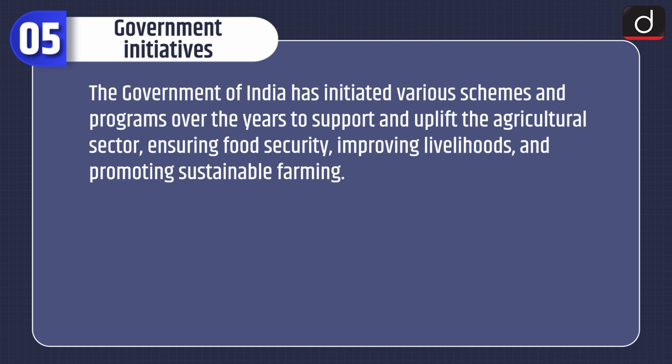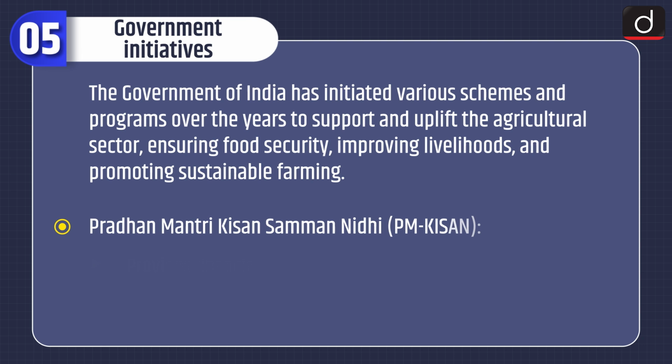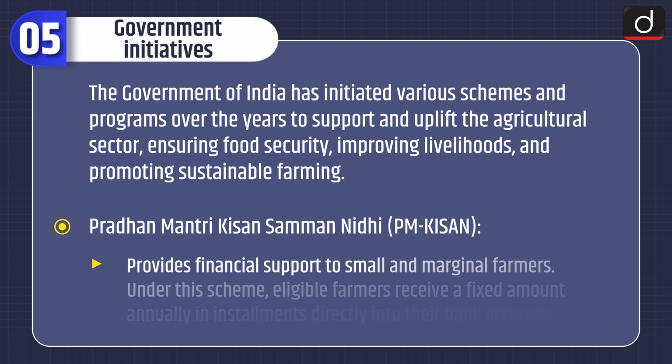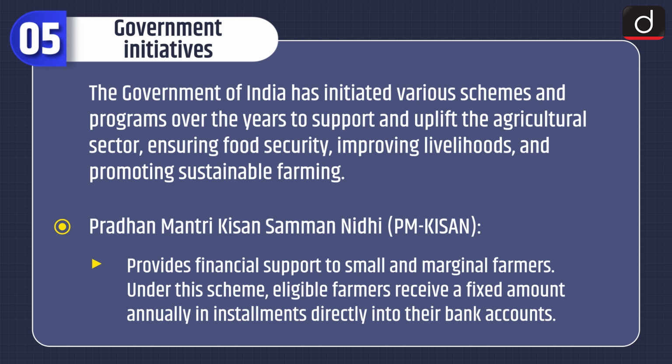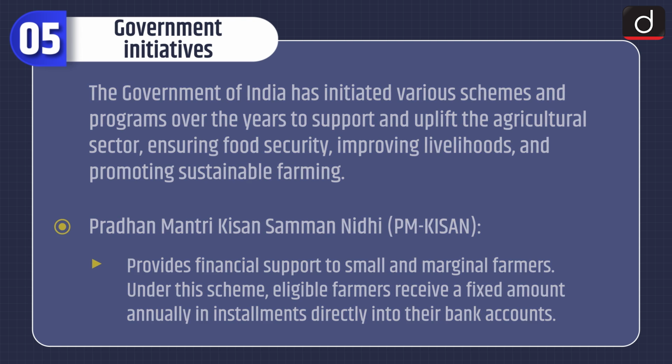Now lastly, let's discuss government initiatives. The Government of India has initiated various schemes and programs over the years to support and uplift the agricultural sector, ensuring food security, improving livelihoods, and promoting sustainable farming. Pradhan Mantri Kisan Samman Nidhi, that is PM Kisan, provides financial support to small and marginal farmers. Under this scheme, eligible farmers receive a fixed amount annually in installments directly into their bank accounts.